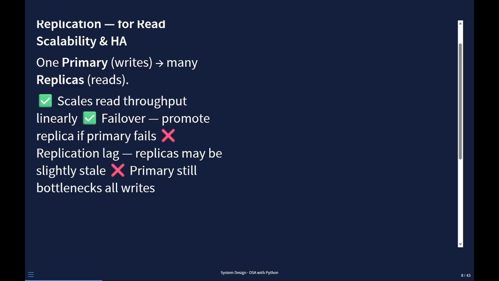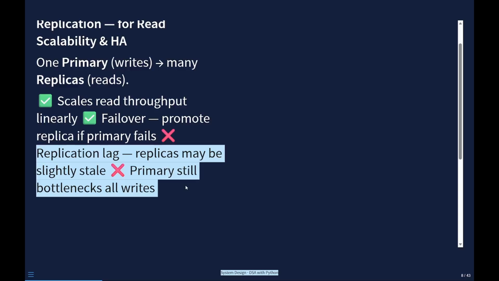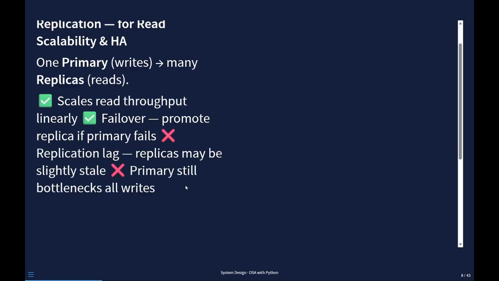The trade-offs. Replication lag. Because replication is asynchronous, replicas are slightly behind the primary, typically milliseconds to seconds. If a user writes data and immediately reads it from a replica, they might see stale results. And the primary is still the write bottleneck. All writes still go through one node.